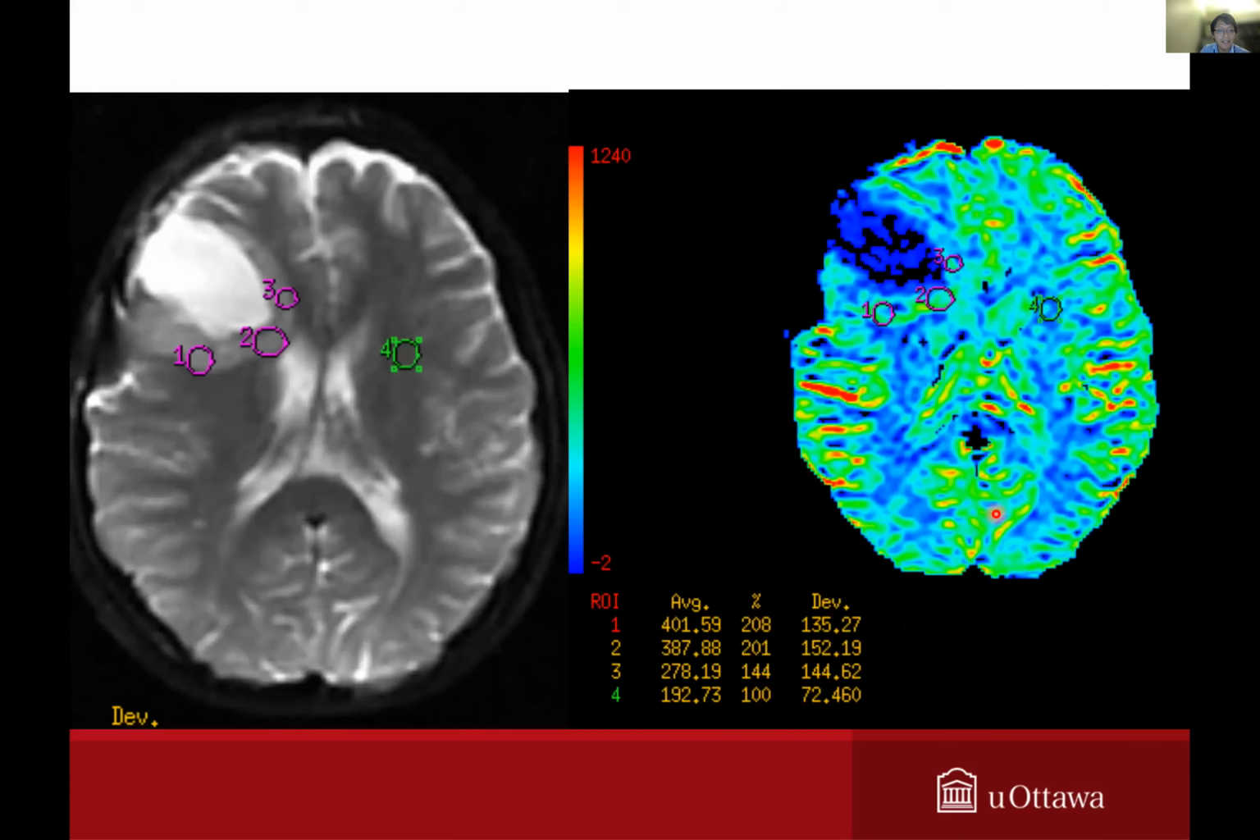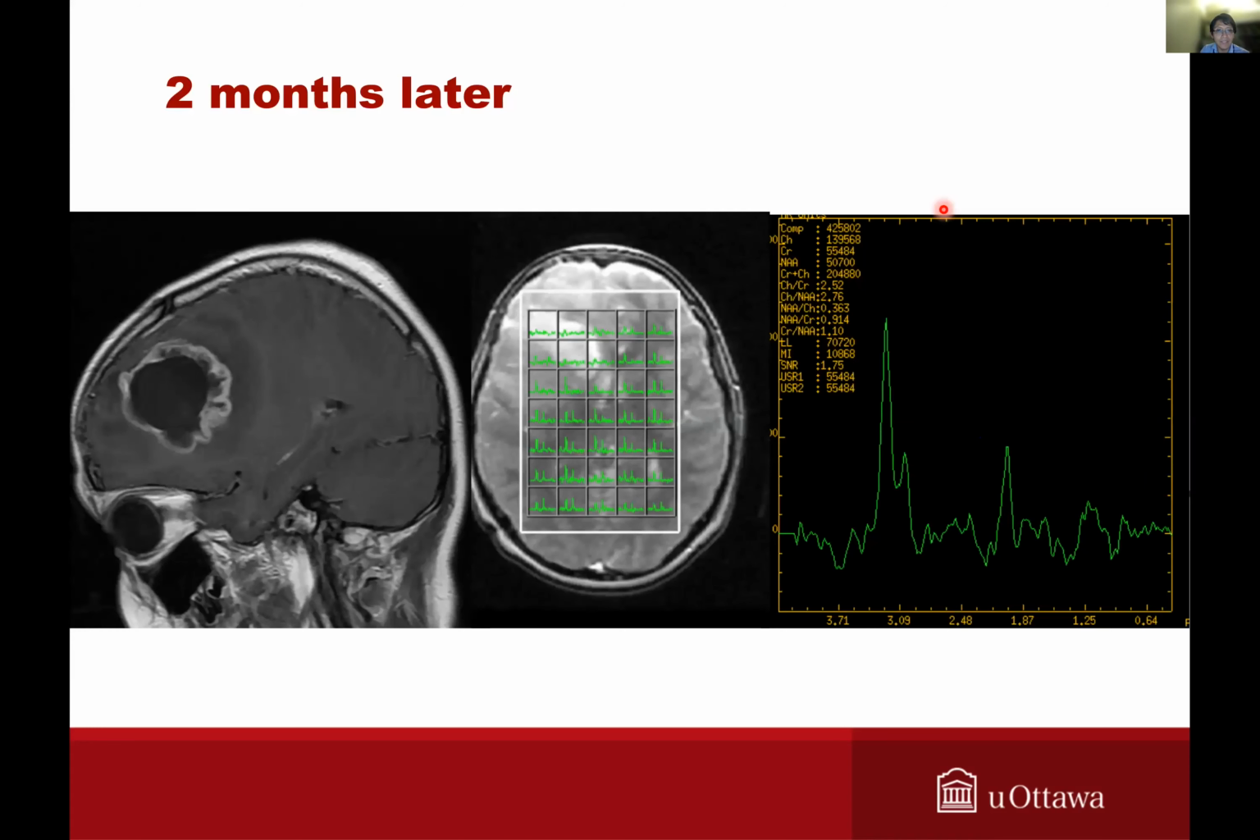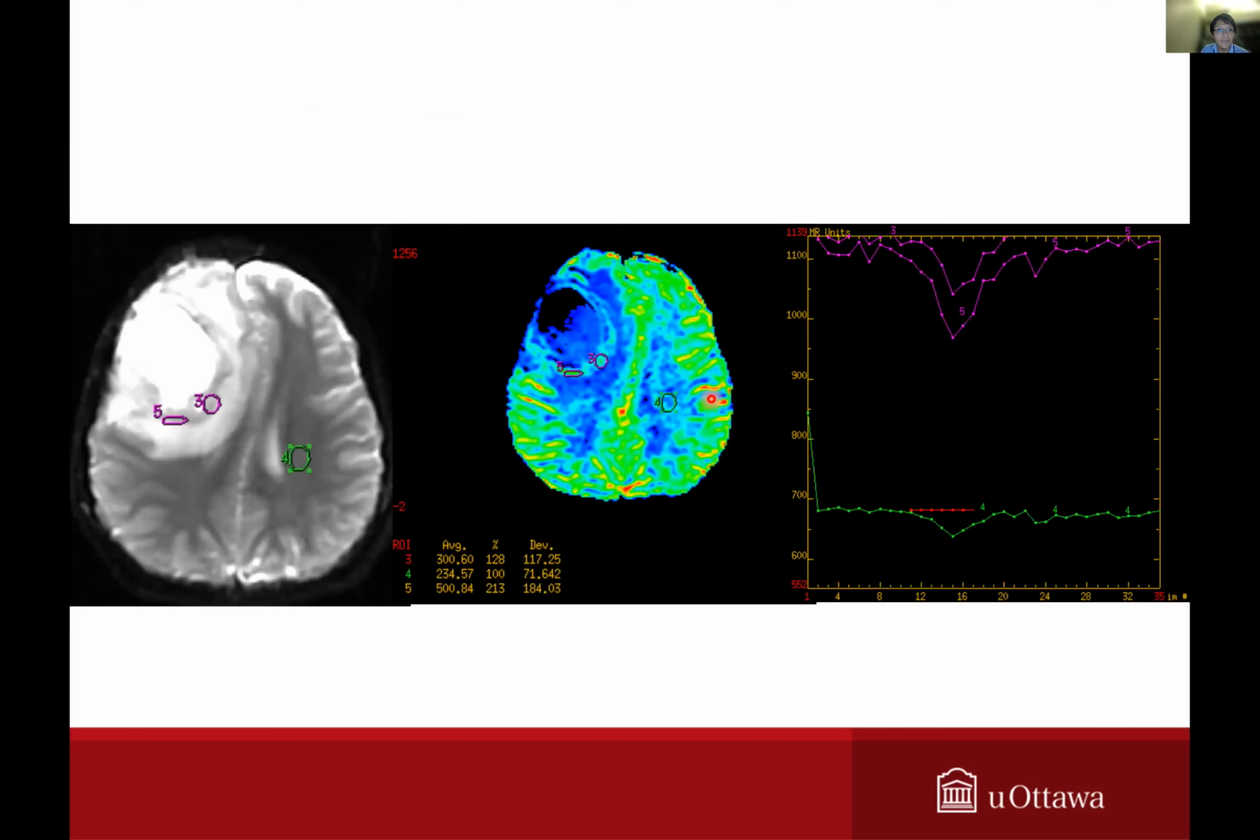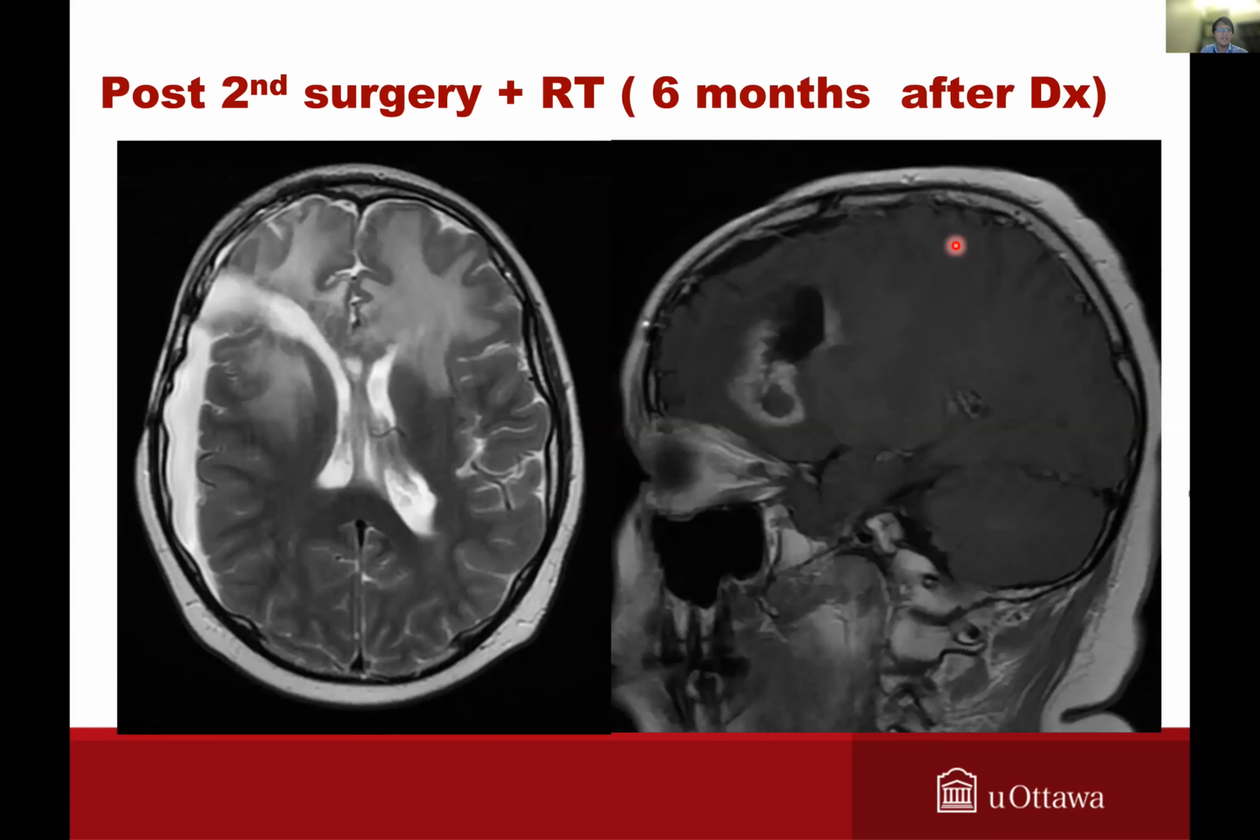And this is the perfusion map where you see again high values of relative cerebral volume all around the tumor. And 2 months later, this was even getting higher or growing. And so the patient, even you have diffusion restriction now around the tumor, and this was a recurrence. Again, still very high values of relative cerebral volume. So the patient went for a second surgery plus radiotherapy 6 months later.